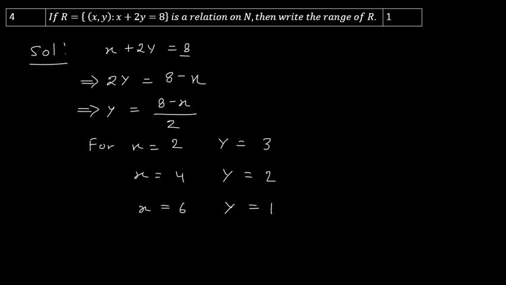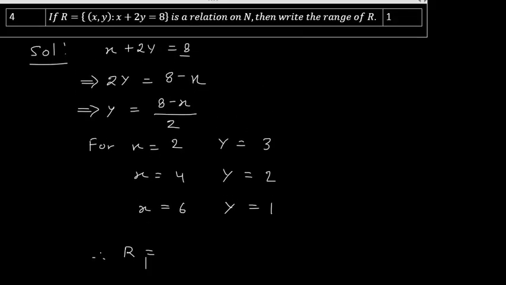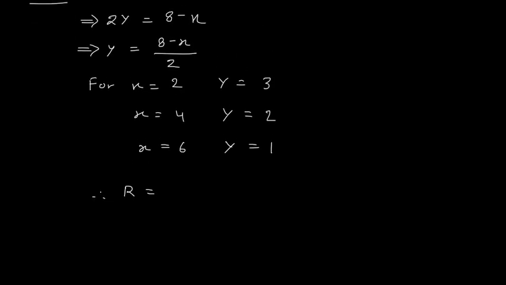Therefore, to satisfy this condition, our relation will be x plus 2y equal to 8. So our relation here is (2, 3), (4, 2) and (6, 1).